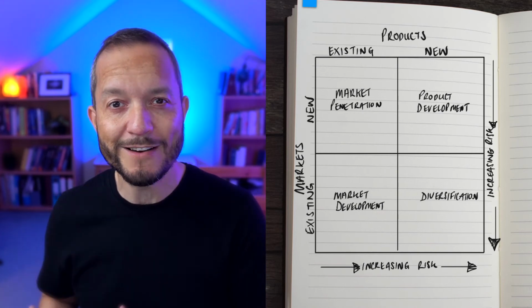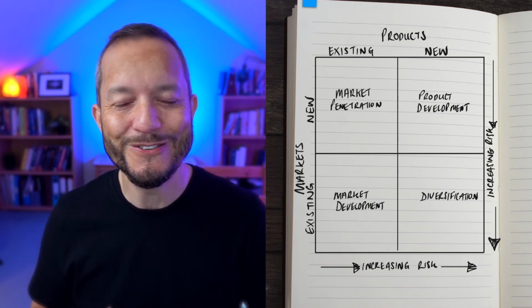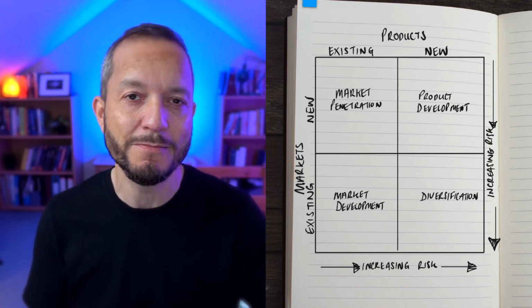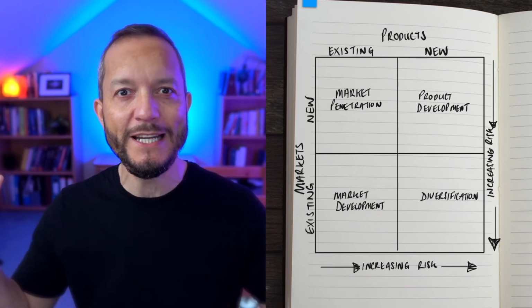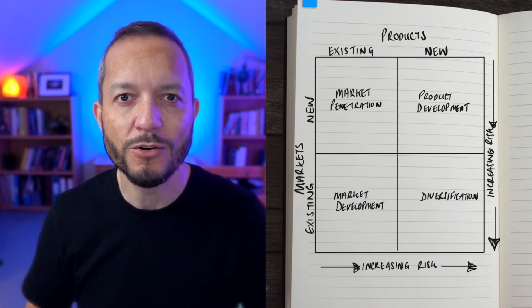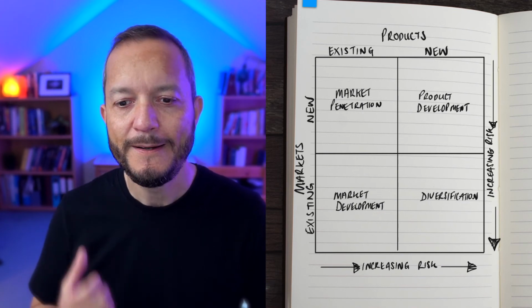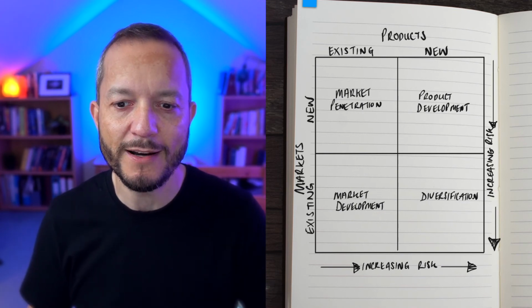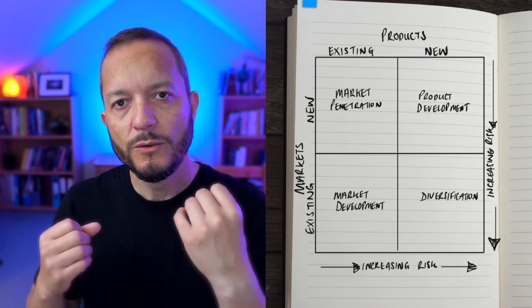And then when we go into diversification, so, Heinz, the beans company, go to make clothing, that's a complete shift from what they do. That's completely outside of their core competencies, potentially. So the level of risk is much, much higher. What does that mean for you?